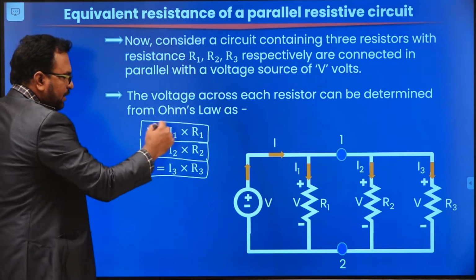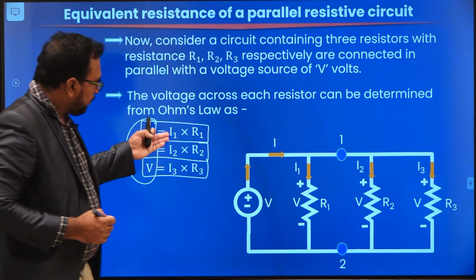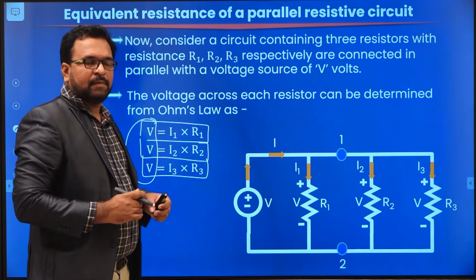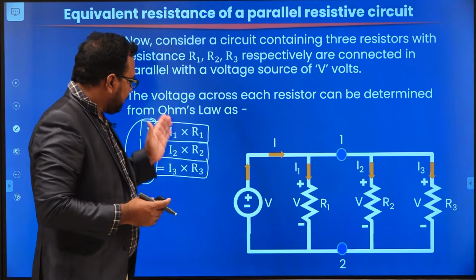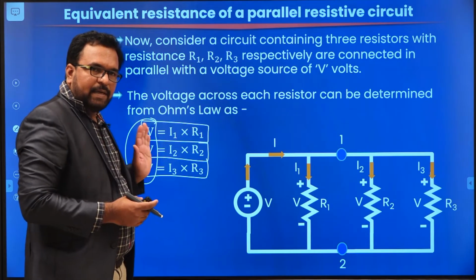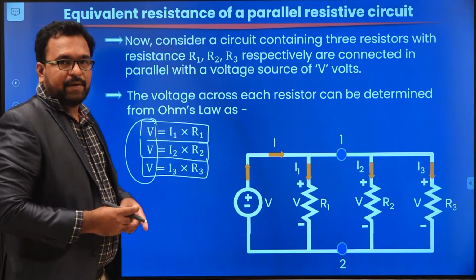If you observe these three equations, the voltage is common here. And what about the current? It divides. Just opposite to the series circuit. In a series circuit, current remains constant and voltage divides. But in parallel circuits, voltage remains constant and current divides.